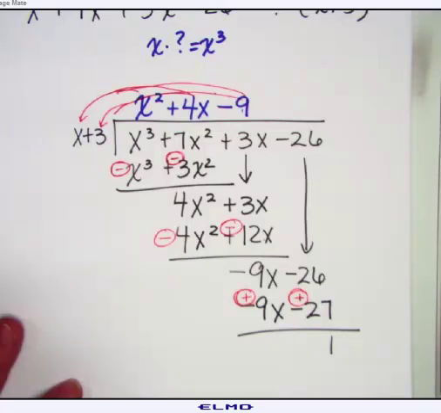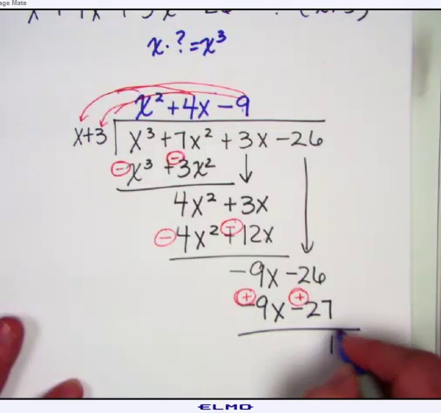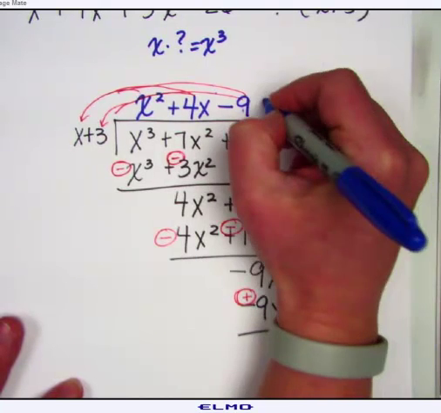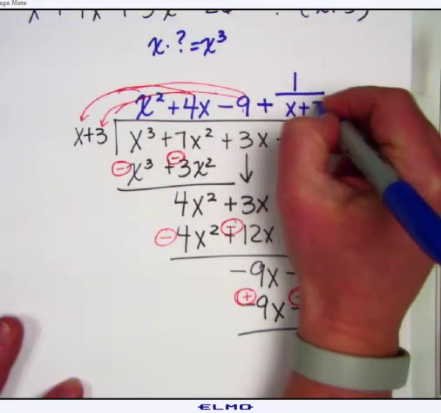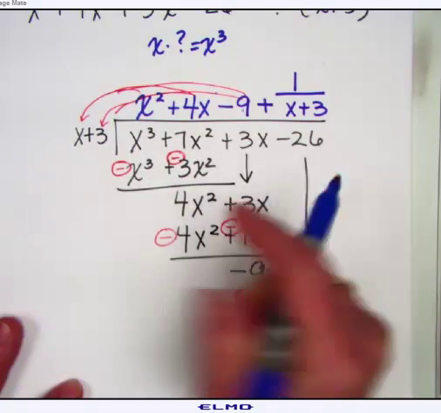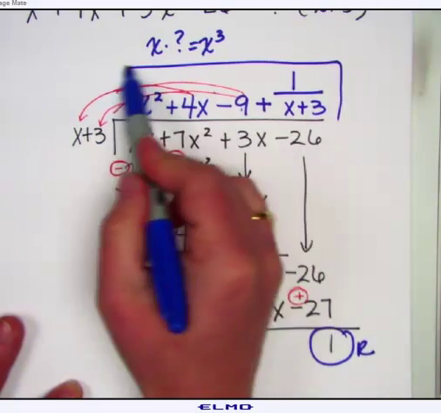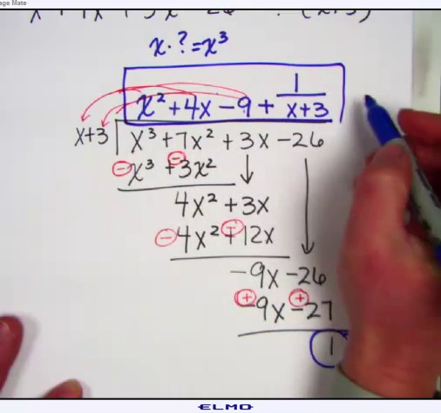So the way that works, remember, we take our remainder, this is our remainder, and we add it to the end, but we put it over x plus 3, whatever we're dividing by. So when you enter your answer into Course Compass, you would enter this answer right here.